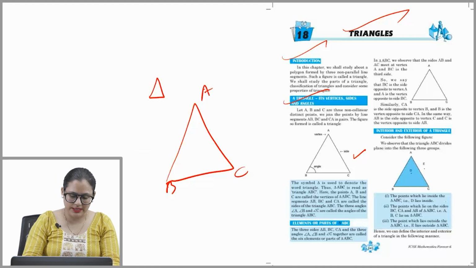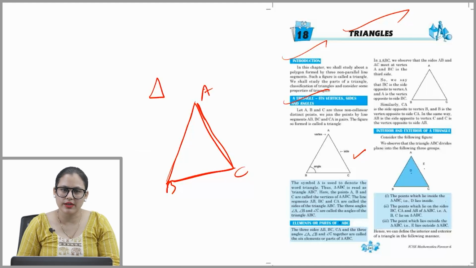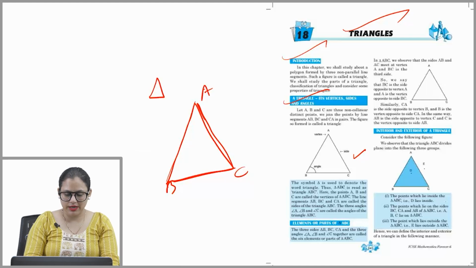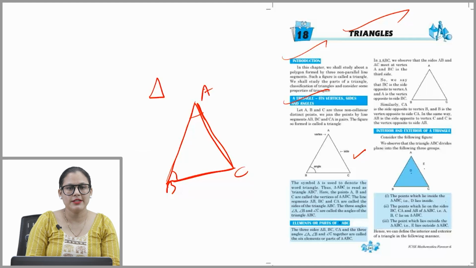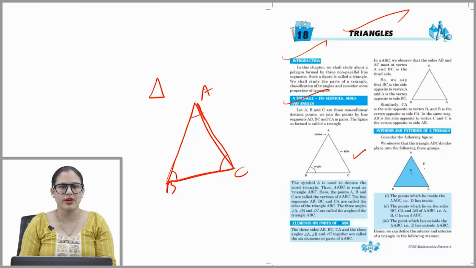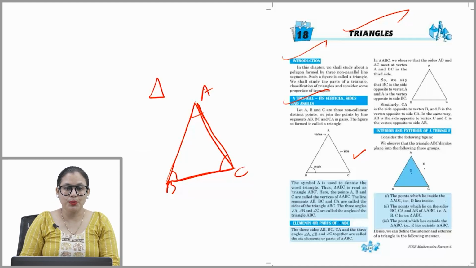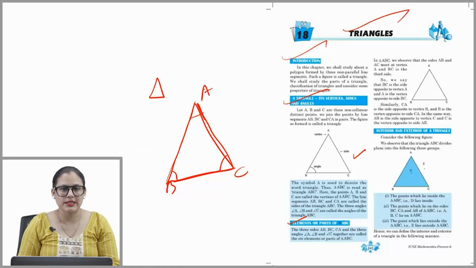And the line segments AB, BC, and CA are called the sides of the triangle ABC. The 3 angles are angle A, angle B, angle C. Okay, these are the angles of triangle ABC. Elements or parts of triangle ABC. The 3 sides AB, BC, CA, and the 3 angles, that is angle A, angle B, and angle C together are called the 6 elements or parts of triangle ABC, right?